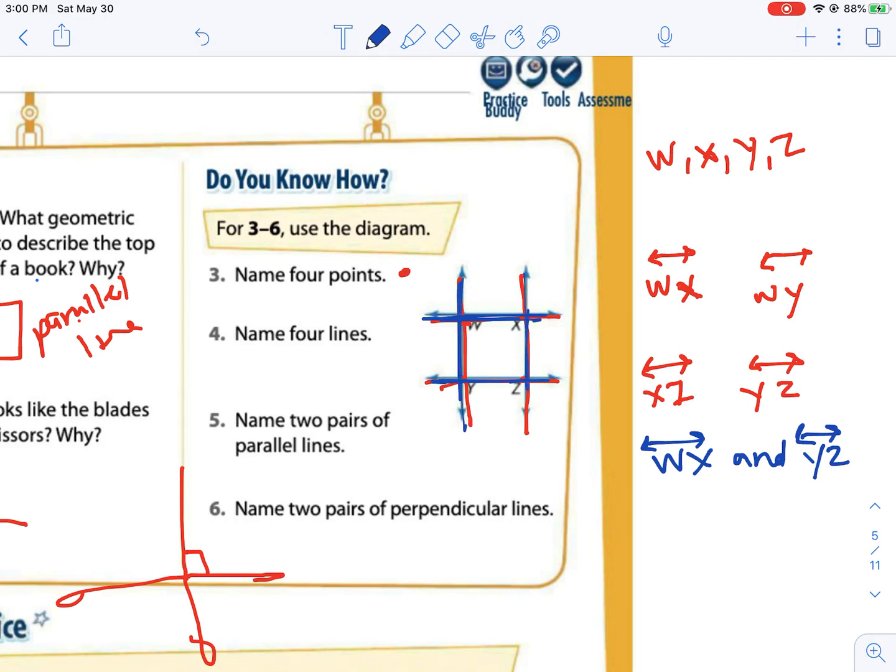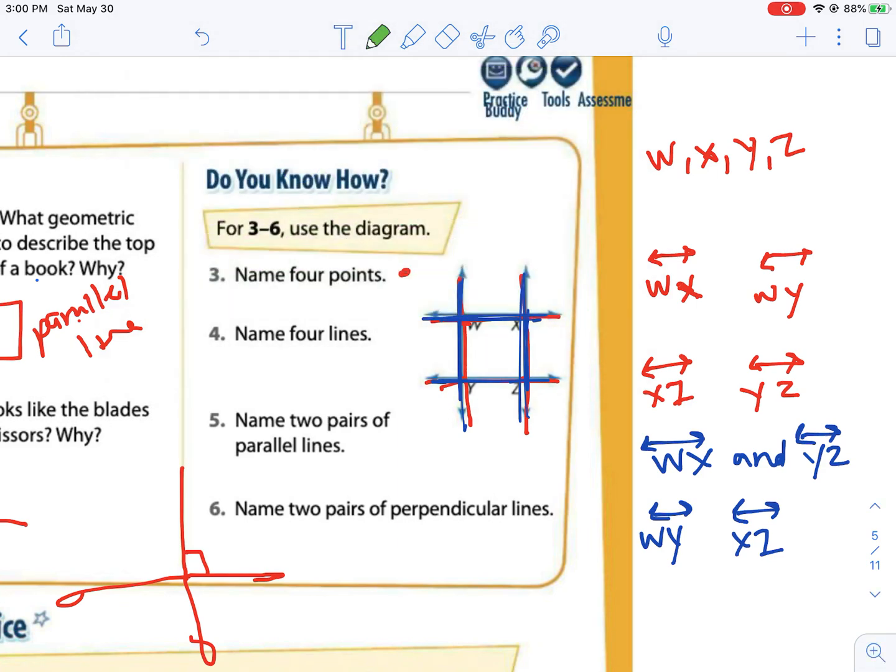Those are the 2 parallel lines. And then we've got another set of parallel lines right here and right here. And we would name those parallel lines, again, we have WY are parallel to XZ. So those would be the parallel lines. All right, and then it says name 2 pairs of perpendicular lines.